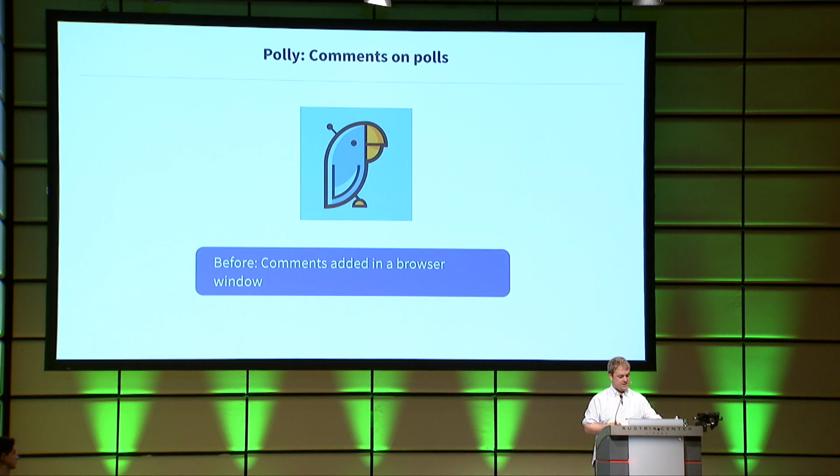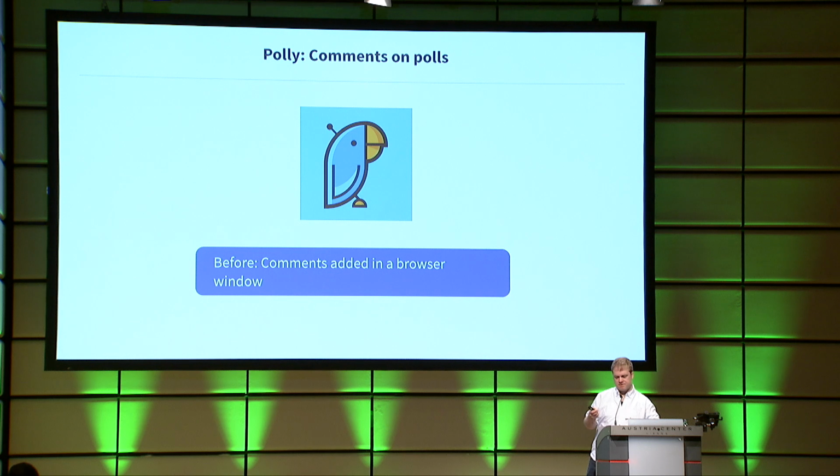So Polly is a team polling app. It allows you to ask questions of your team inside of Slack, important questions like what should this project be called, somewhat less important questions like where should we go for coffee. But either way, it's a quick and easy way to get feedback.